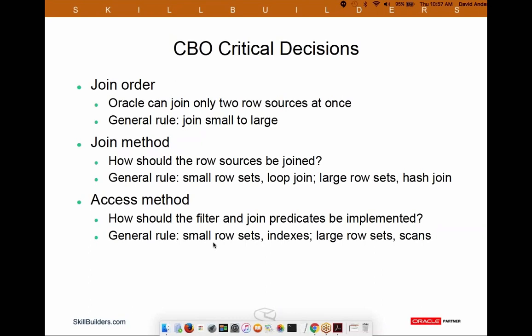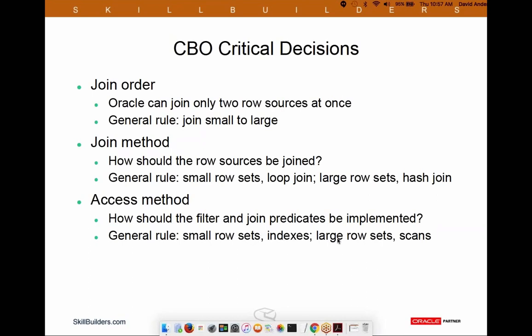Select asterisk from my customer table where the state is equal to New York. Well, if only 5% of my customers are in New York and there's this index on the state column, wouldn't it be great to use that index to solve that query? That's what you want to see in your execution plan. You want to see the index in your execution plan.